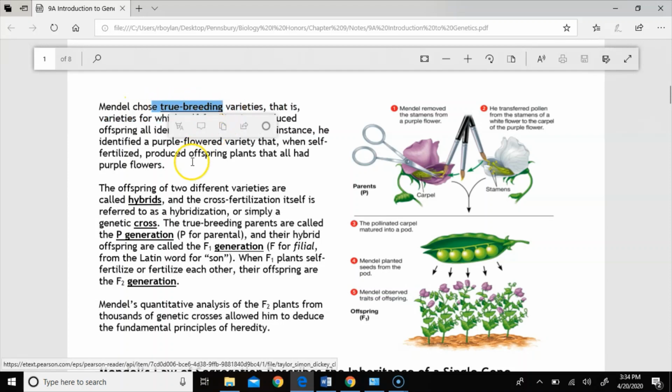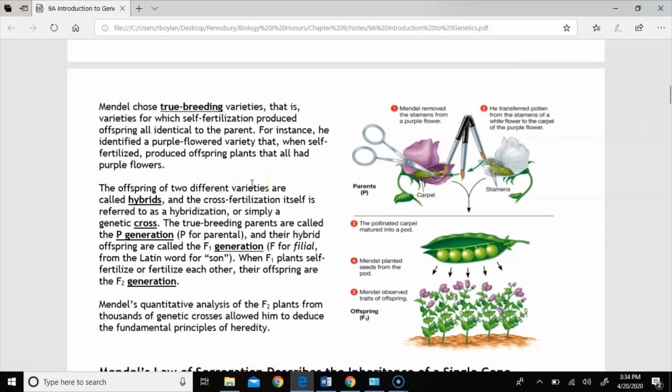That is huge. What that means is if you allow self-fertilization, the plant will produce offspring identical to itself over and over and over. A true breeder. For example, you've probably heard of purebred, if we're talking about a golden retriever or something like that. A purebred dog means that it is 100% that breed of dog. Well, true breeding means that for whatever gene you're talking about, you are guaranteed that the only thing you're going to produce is that trait.